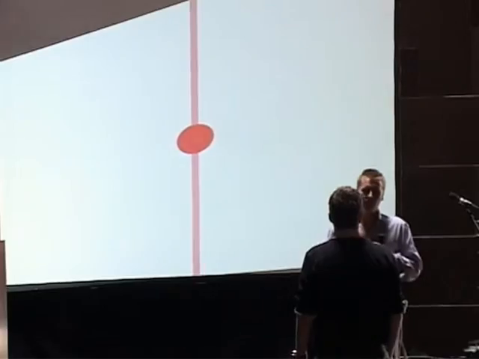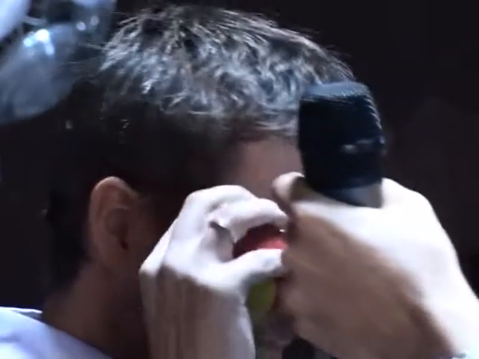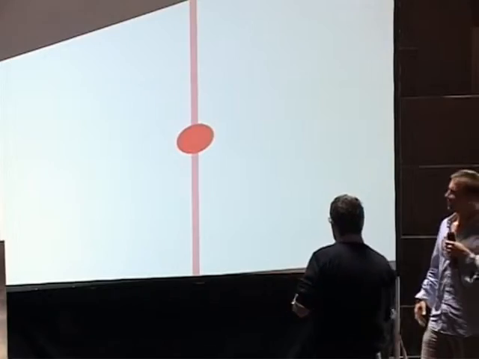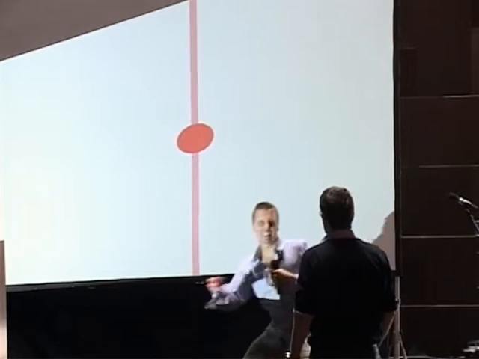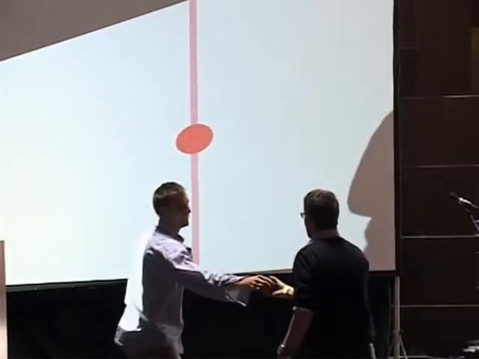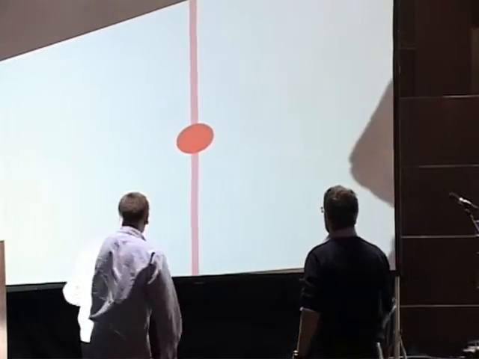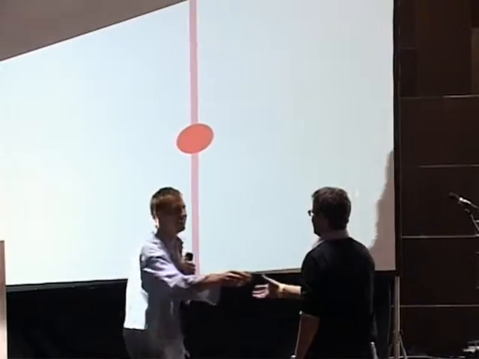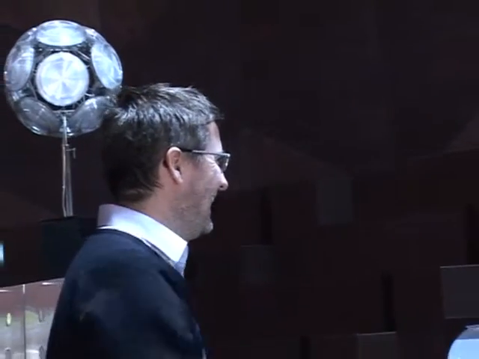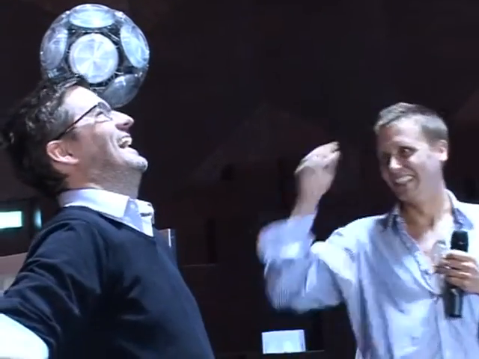Now what I want him to do, take the goggles off, and hit the target. Try it again. Over to the left. Now we have to make sure he goes back to normal, so we'll see a lawsuit coming.